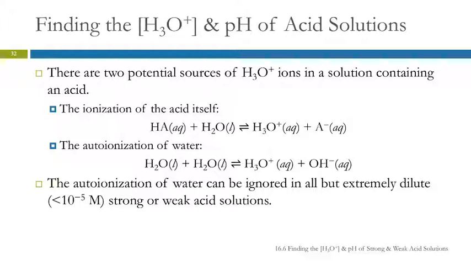So we need to recognize when we can ignore the autoionization of water and when we have to pay attention to it. Well, we can ignore it when the source of hydronium, the acid source, is much higher in concentration than the autoionization of water. Then this is like the x is small approximation. It's so small that even though we know it's there, it doesn't matter.